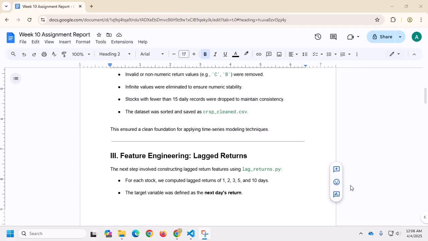So jumping back onto the report, like I said, these lag returns of 1, 2, 3, 5, and 10 days were created.